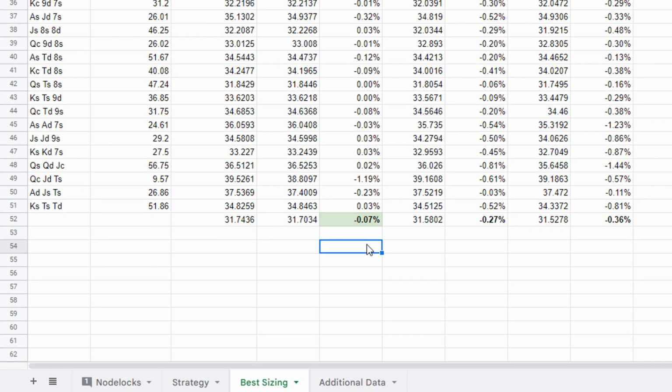If you want to express this in terms of big blinds, what you would do is multiply the size of the pot times this value. So the pot size is 6 big blinds. We're going to multiply that by 0.07%. And we get that we lose 0.004 big blinds per hand.